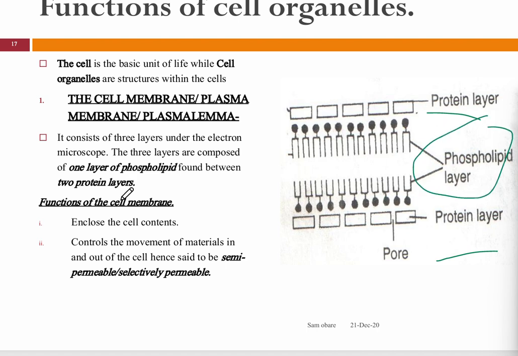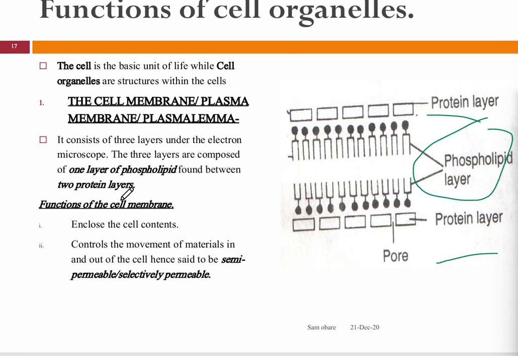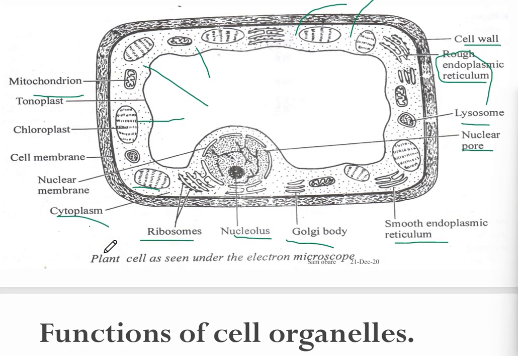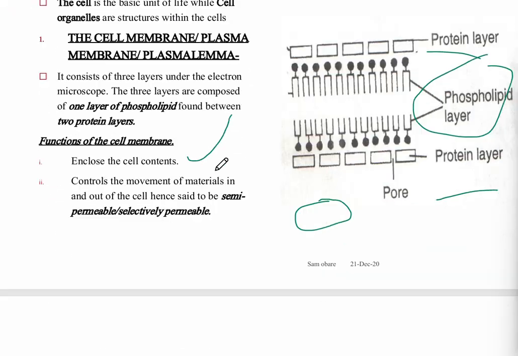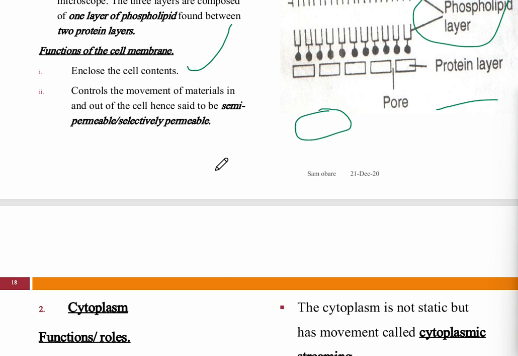For each organelle we have to know the adaptation and function. Function number one of the cell membrane is that it encloses cell content. This is the cell membrane. Above it, we have the cell wall. The second thing is the cell membrane, and all these things are under the cell membrane. That's why we say that it encloses the cell content.